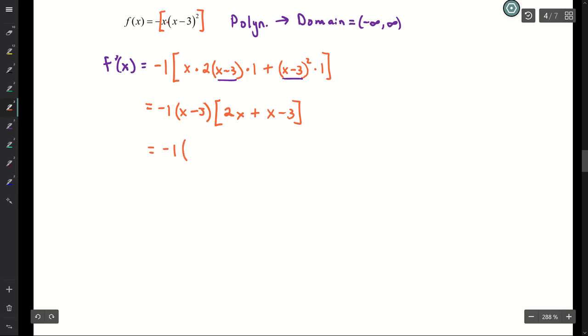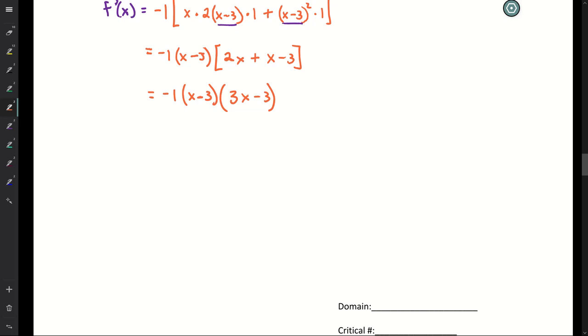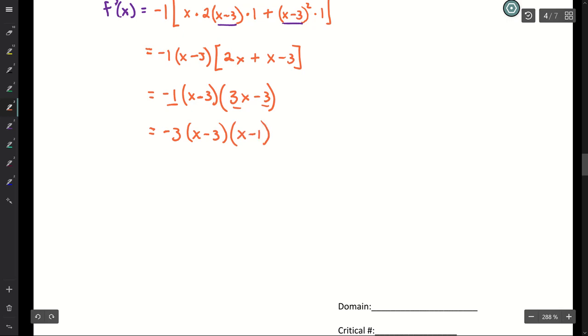Now we can simplify that by just combining like terms. So we have -1, we have the x minus 3, and then here I'm going to change this to parentheses. At this point there's no reason for brackets, and this would be a 3x minus 3. Now we notice that 3x minus 3 also has a shared factor, and that'd be a factor of 3. I'm going to go ahead and pull that out. If I pull that 3 out, I'm going to multiply it by this -1 we have in the front, so we'd have a -3. We'd have an x minus 3, and then this would become an x minus 1 when you factored that 3 out. All right, now that's the simplest form for the first derivative.